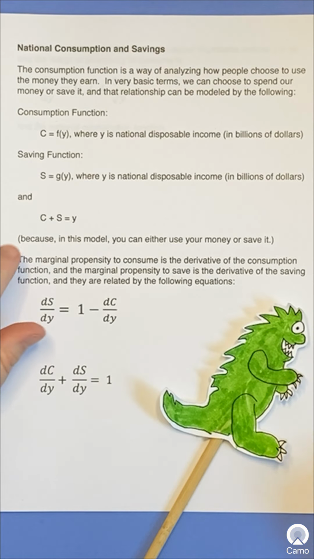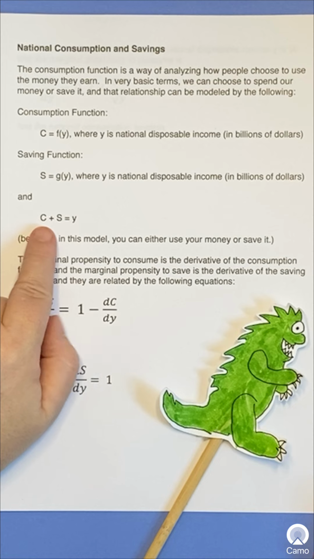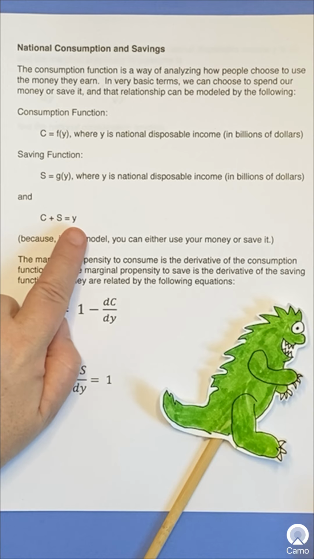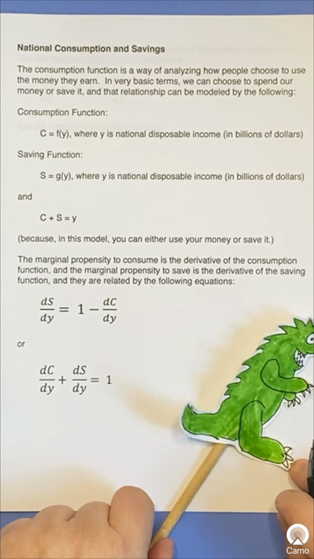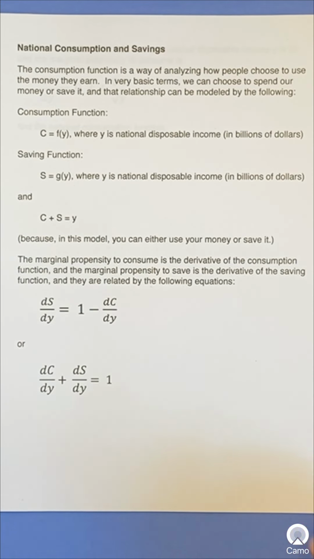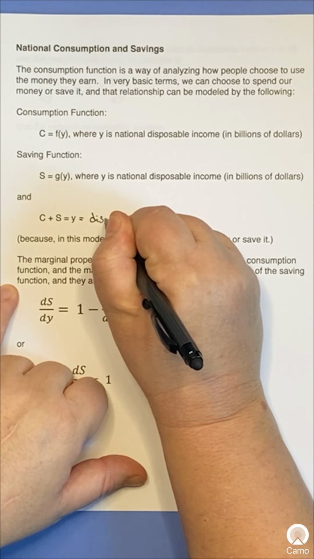And here I'm going to write this, and everyone take a deep breath, because I know this is a lot, but can I convince you that the consumption, the amount we consume, plus the amount we save, is just y, whatever y is. And remember, y is, pardon me, Godzilla, the disposable income.